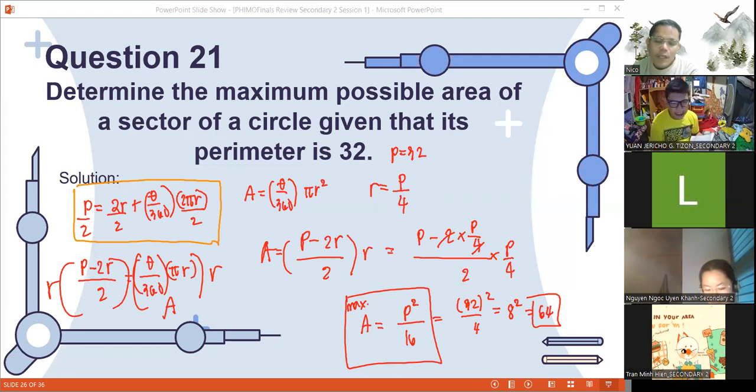Maybe we can still derive it for the maximum perimeter, but it will take us time in this question. So it's much better you do it like this, or maybe next question.